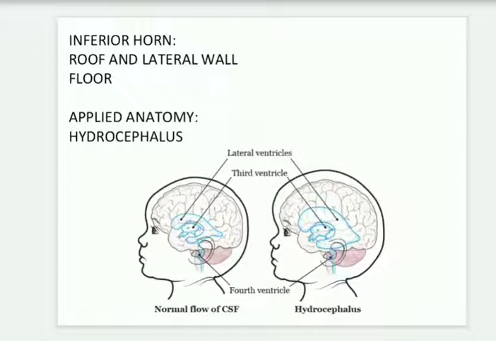Then what about the applied anatomy? Hydrocephalus means any accumulation of CSF, cerebrospinal fluid, within the brain cavity. This typically causes an increase in the intracranial pressure in the skull. As a result, the child gets hydrocephalus, or enlargement of the head. It is called hydrocephalus as there is an increase in the pressure in the skull. So these are the boundaries of the lateral ventricle of the brain.